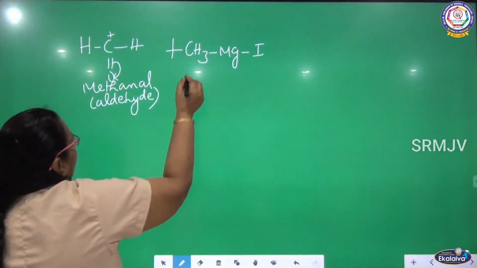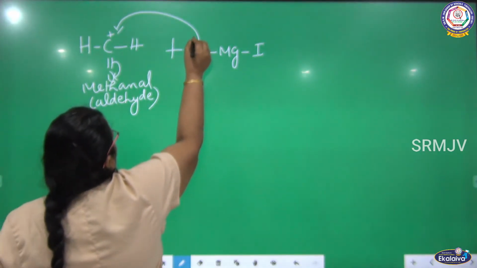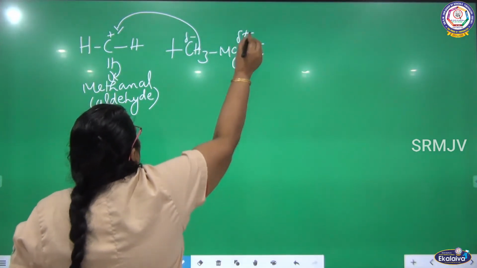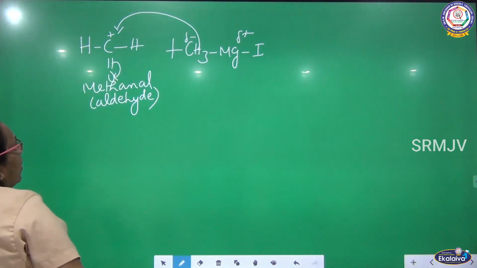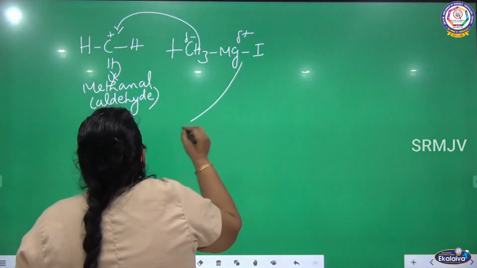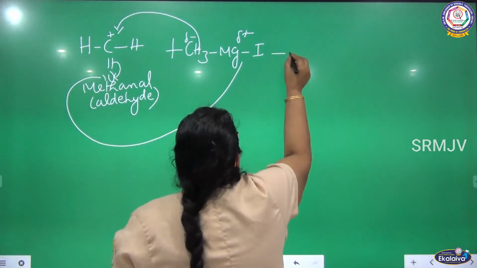So what is happening here? This methyl group will go and attack the carbon because it has a negative charge, while MgI will be delta positive. As this bond is shifted towards oxygen, oxygen will have a negative charge. So the methyl group will attack the carbon, and the oxygen will attack the MgI. Let me see the reaction now.